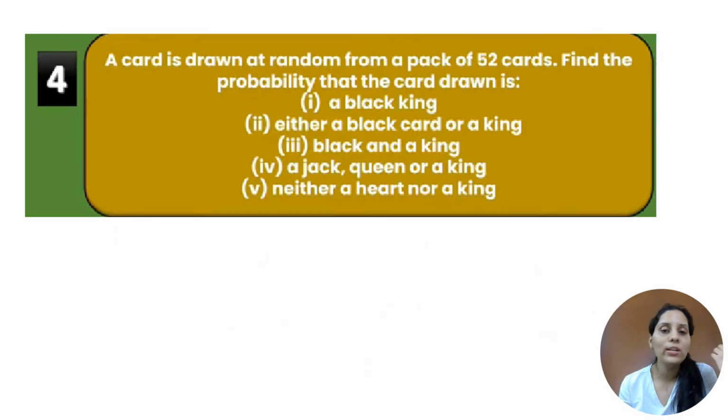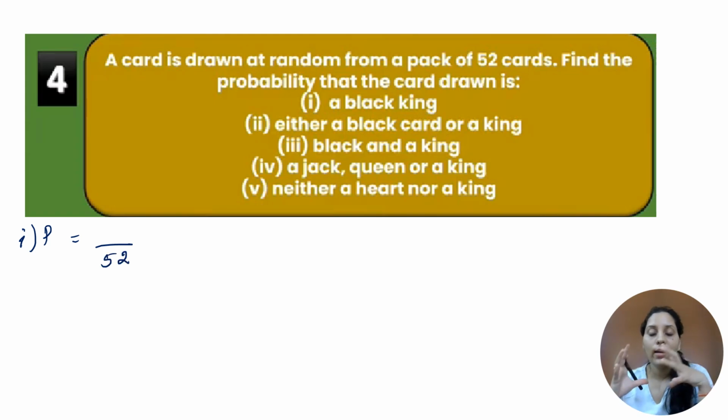A card is drawn at random from a pack of 52 cards. Find the probability that the card drawn is a black king. Since you're finding a probability, the denominator is always the total number of cards, 52.